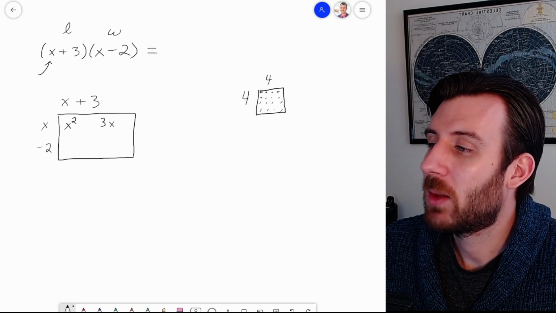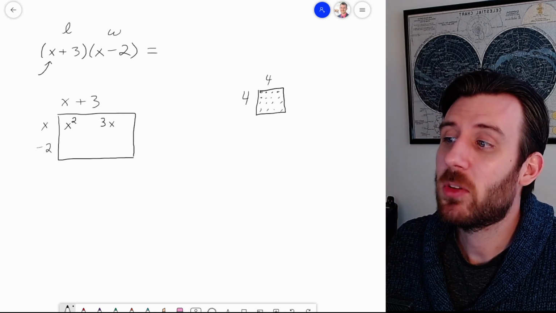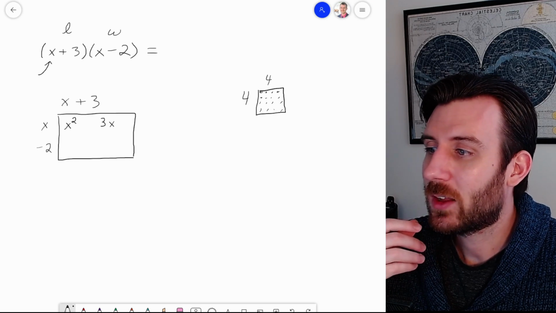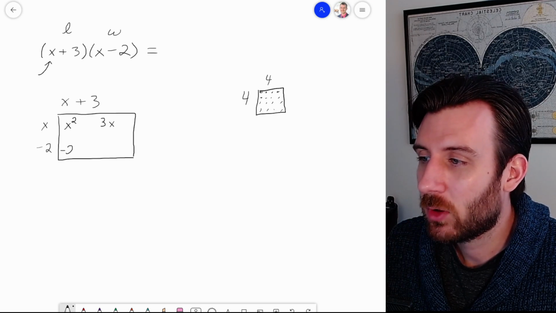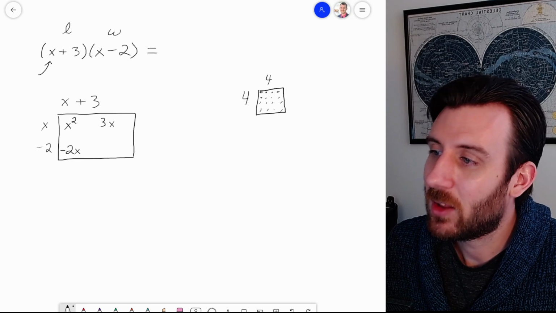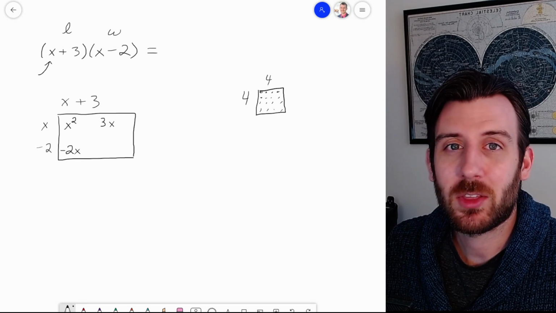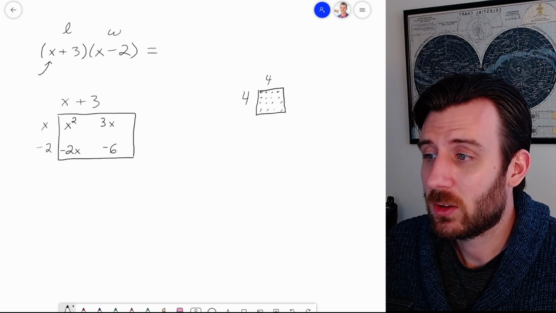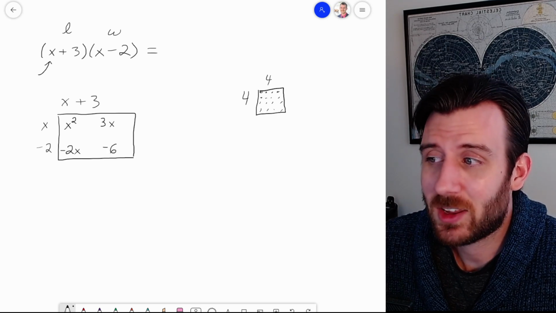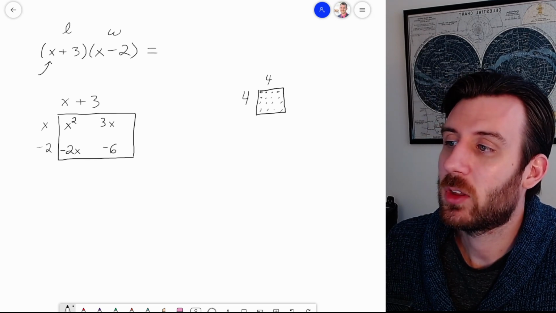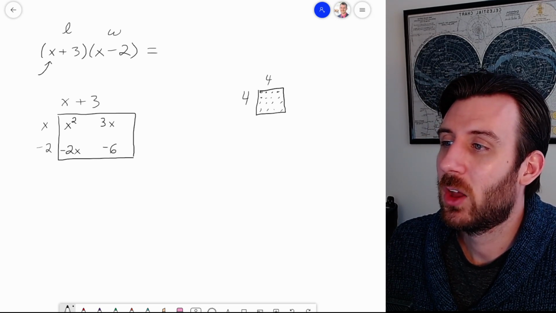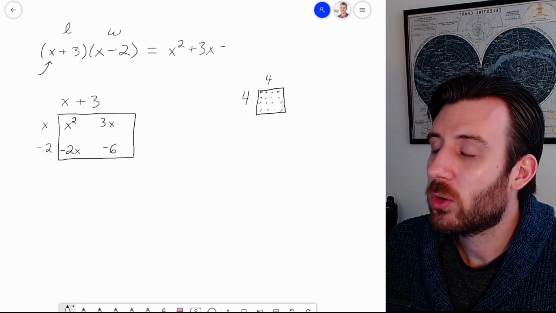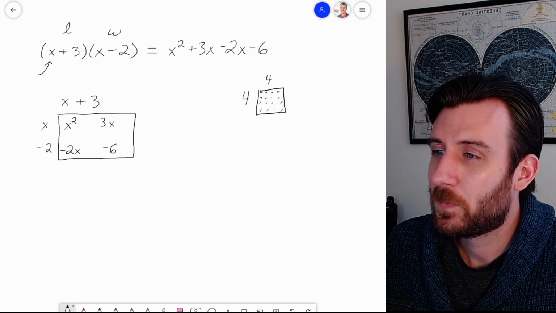All right, what about x times negative 2? This means I have the opposite of 2 groups of x. In other words, we've got kind of a deficit. So we've got the negative 2 groups of x. And 3 times negative 2 means that I have the opposite of 2 groups of 3. That means I have the deficit of 3 groups of 2 or 2 groups of 3, which means I have negative 6. So all in all, we can actually multiply this out quite easily by saying we have x squared, 3x, negative 2x, and negative 6.